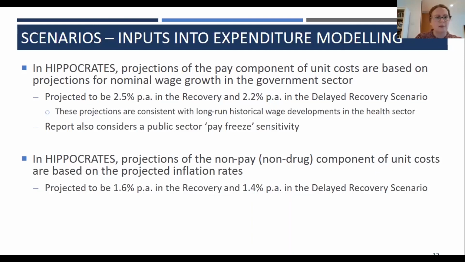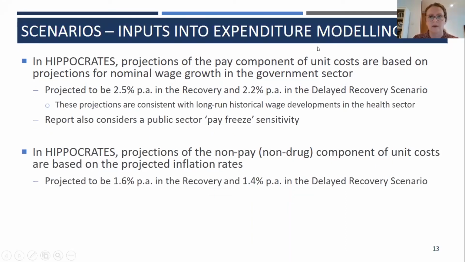And then in Hippocrates, projections of the non-pay, non-drug component of unit costs are based on projected inflation rates, and they're projected to be around 1.6% per annum in the recovery scenario, 1.4% in the delayed recovery scenario. And now in the next presentation, Conor will describe how these inputs are used to project hospital care expenditure.